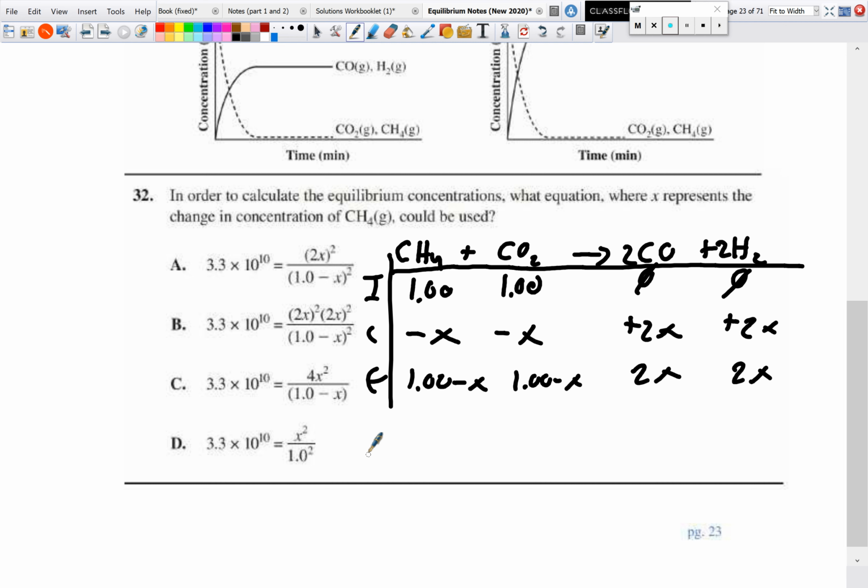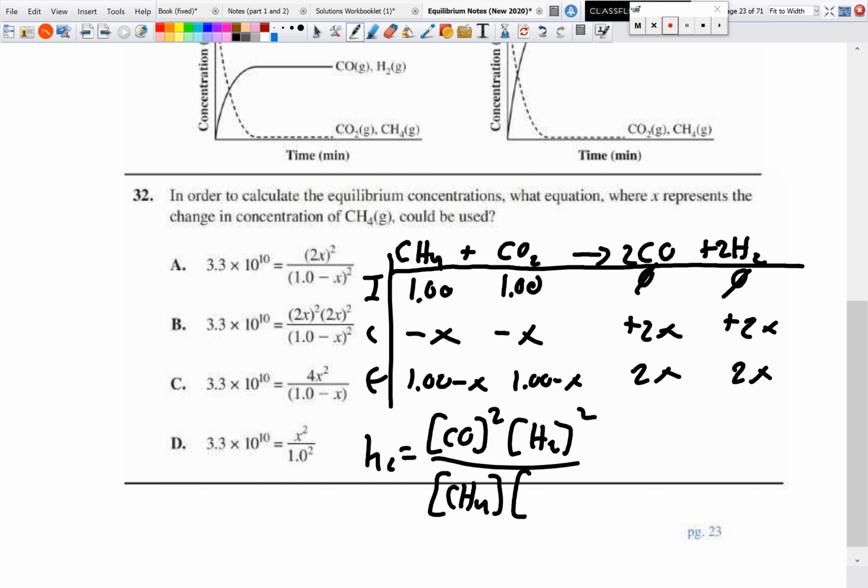Now we can tell when we do Kc is equal to CO squared, H2 squared over CH4 CO2. So we end up doing that, and we'll notice the expression that best fits when we actually solve everything. We should end up getting B, because the concentration at equilibrium is 2x and 2x, and of course these are all squared. And so our best expression is B, not C. So you just want to be careful for those.